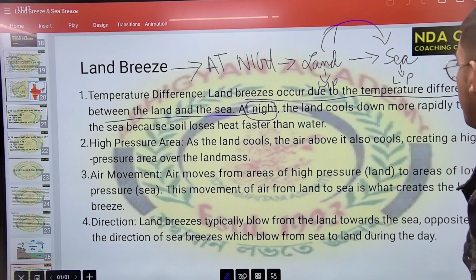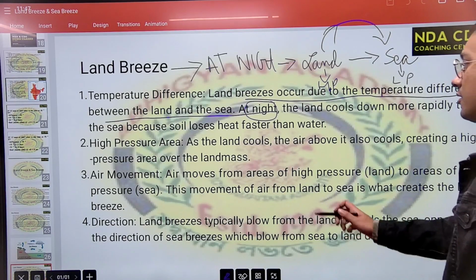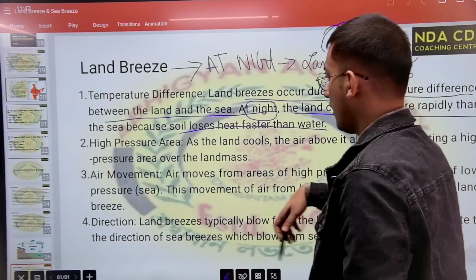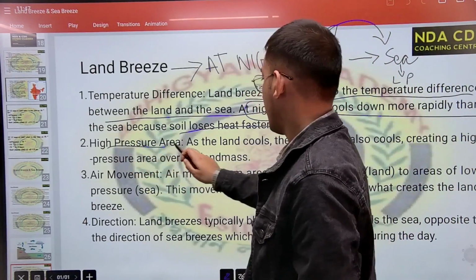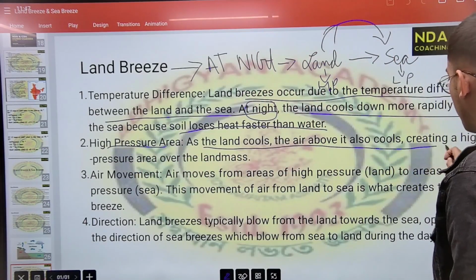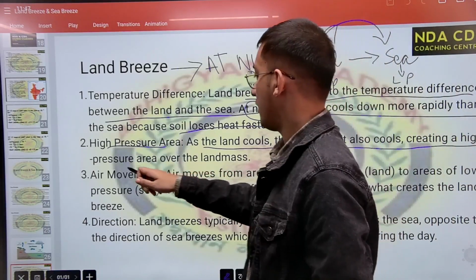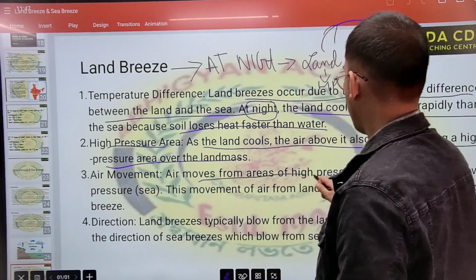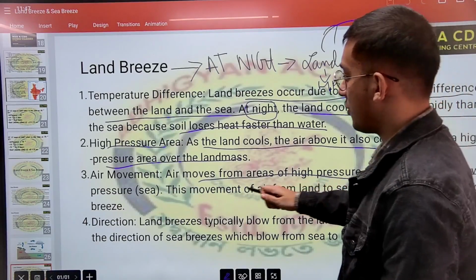So land breeze occurs due to temperature difference between the land and the sea. At night, the land cools down more rapidly than the sea because soil loses heat faster than water. High pressure area. As the land cools, the air above it also cools, creating a high pressure area over the land mass. Air movement. Air moves from areas of high pressure on land to areas of low pressure.